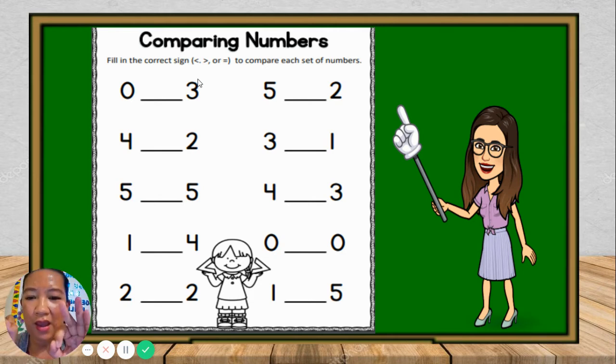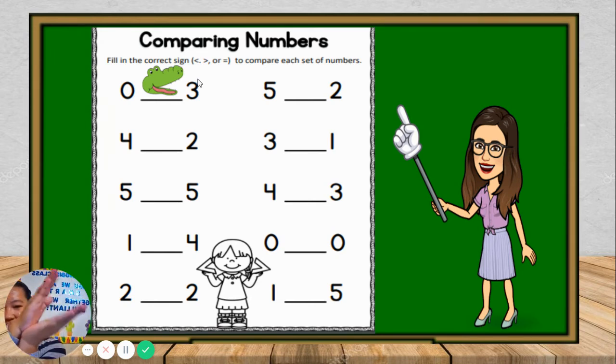Okay, now looking into it. Which do you think the alligator will eat? Is it a 0 or a 3? Get ready with your hands, everybody, and let's try to eat the greater number. Ready? That's right, it's 3. So let's try to munch 3. Okay, snap your hands, munch, munch, munch. Good job, everybody.